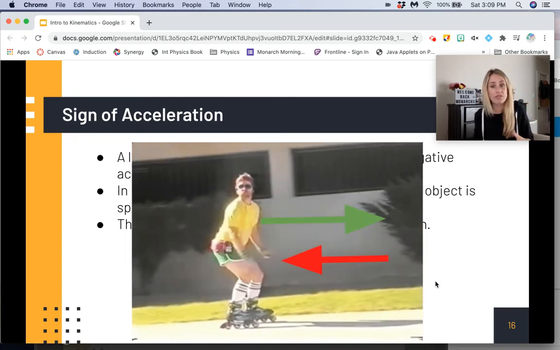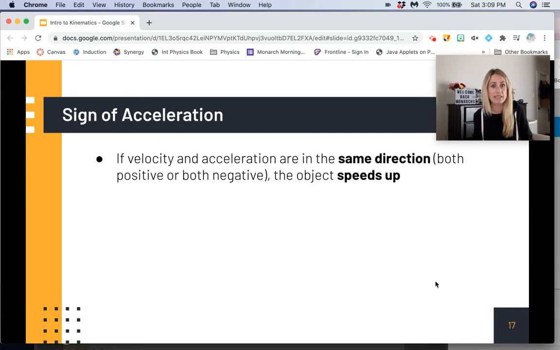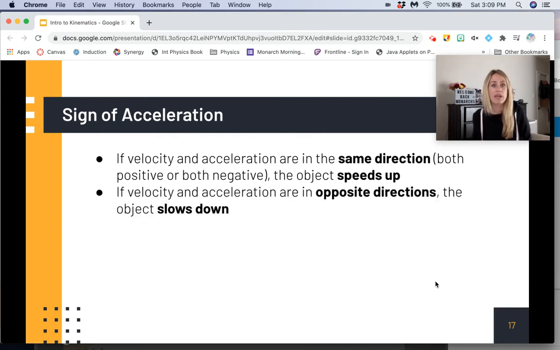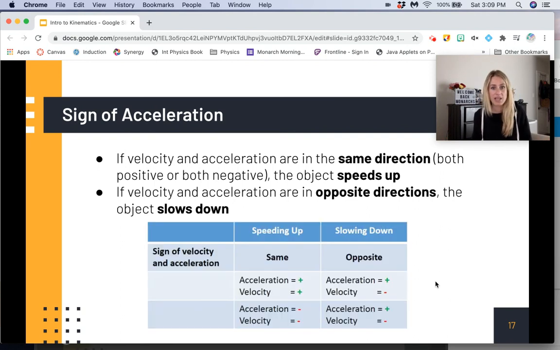So the rule of thumb here is that if velocity and acceleration are in the same direction, so they're either both positive or both negative, the object speeds up. If velocity and acceleration are in opposite directions, the object slows down. So if velocity is positive and acceleration is negative, or if velocity is negative and acceleration is positive, the object will slow down. Here's a table that kind of summarizes this. Notice how the object is speeding up when the signs are the same for both acceleration and velocity, and the object is slowing down when the signs are different for acceleration and velocity.